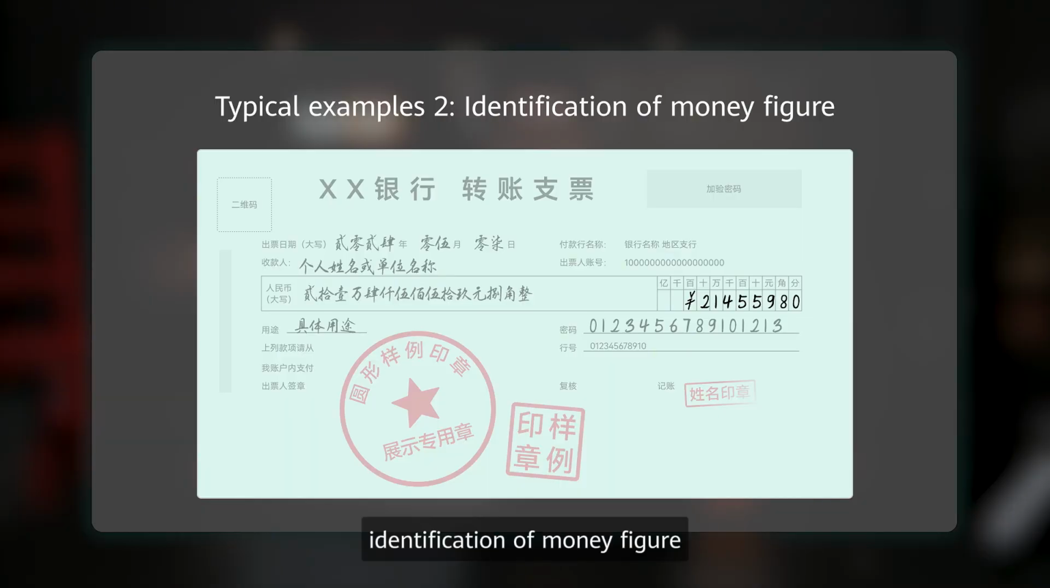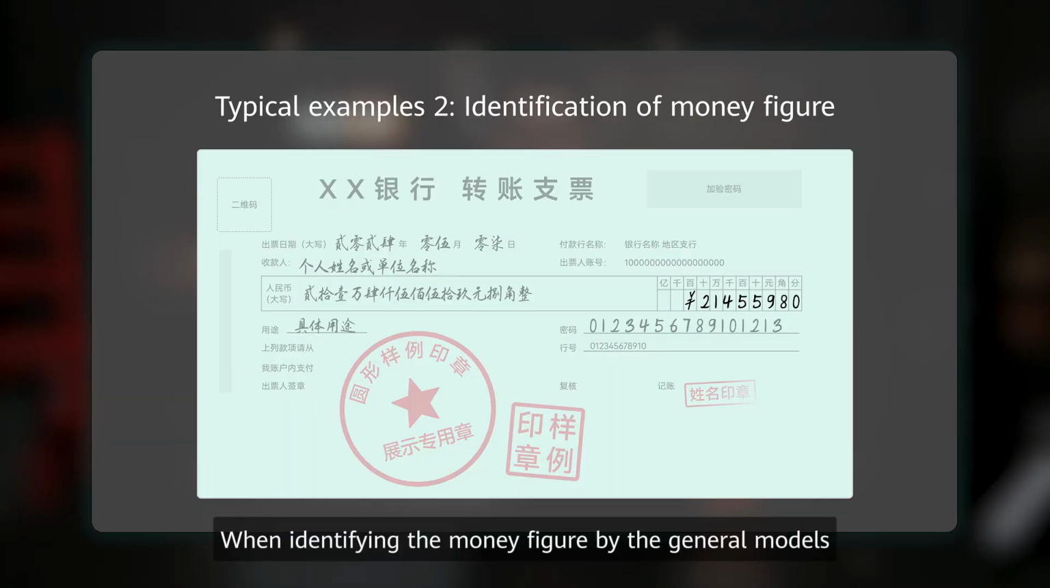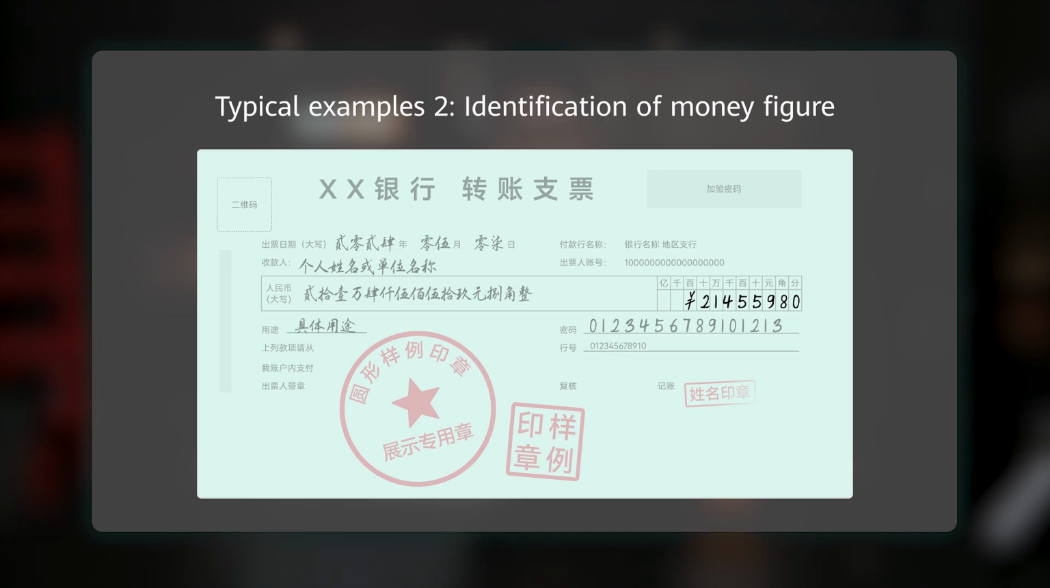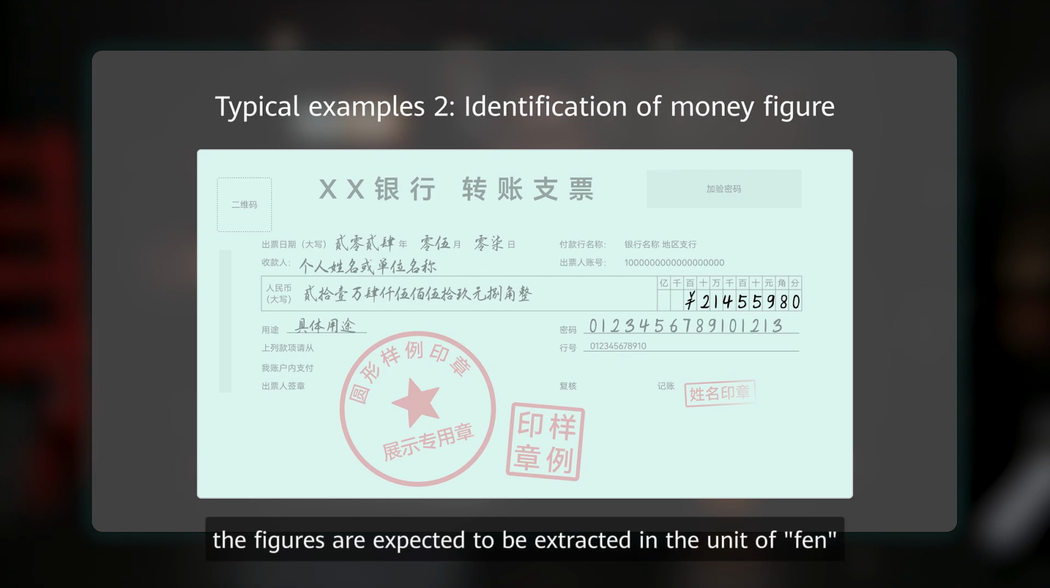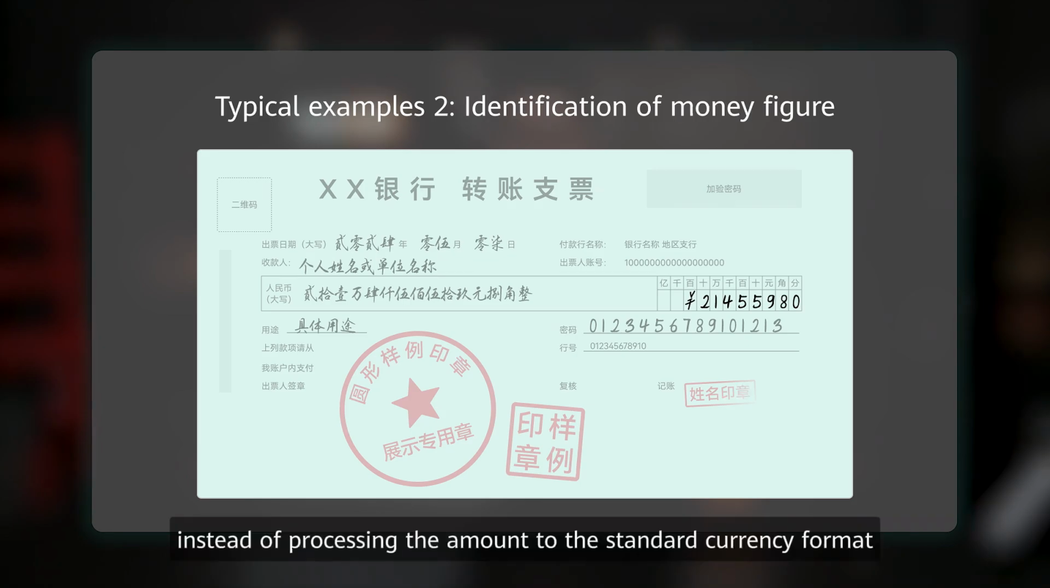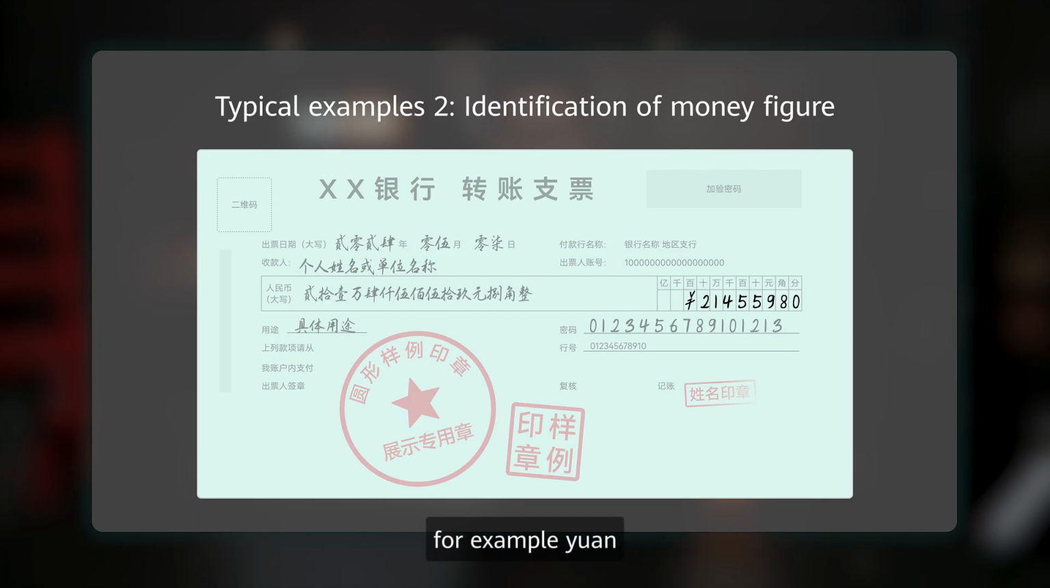Then, identification of money figures. When identifying money figures, general models usually convert the figure into yuan, but in many financial scenarios, the figures are expected to be extracted in the unit of fen. Users expect that the model can reply with the actual amount in the image in fen directly, instead of processing the amount to the standard currency format, for example, yuan.